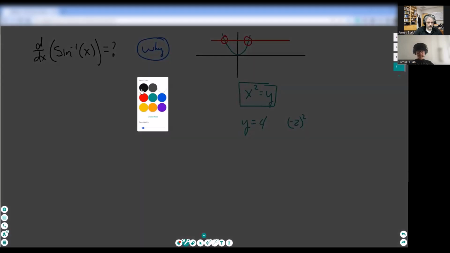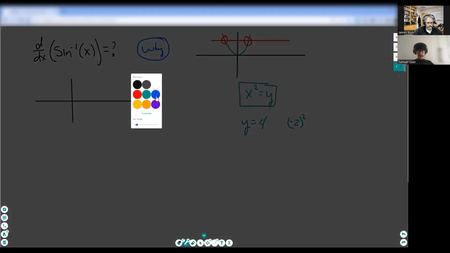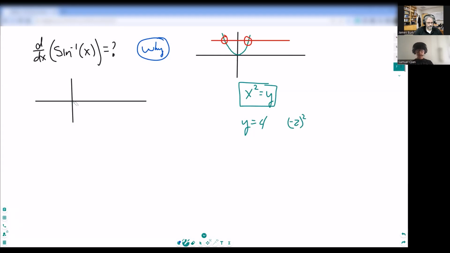What does the graph of sine look like? The graph of sine looks like this. So it doesn't pass the horizontal line test. So you gotta pick a section of it to do.